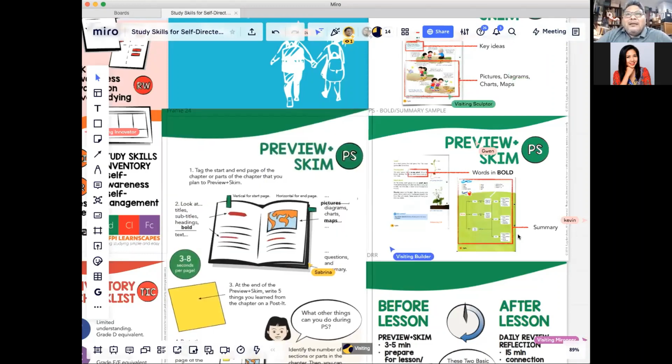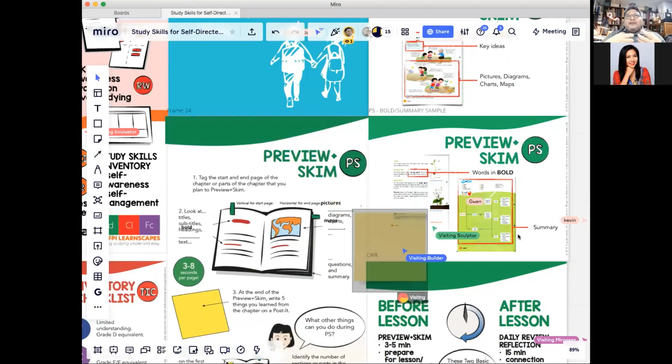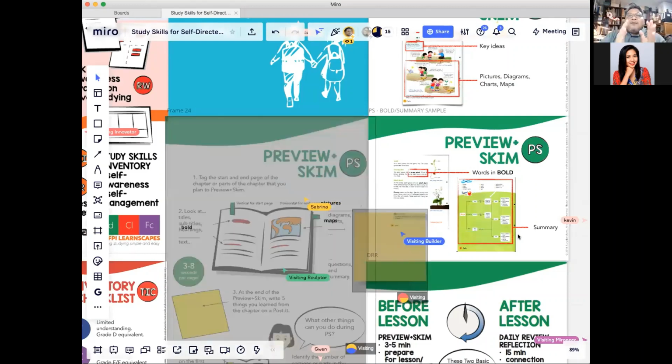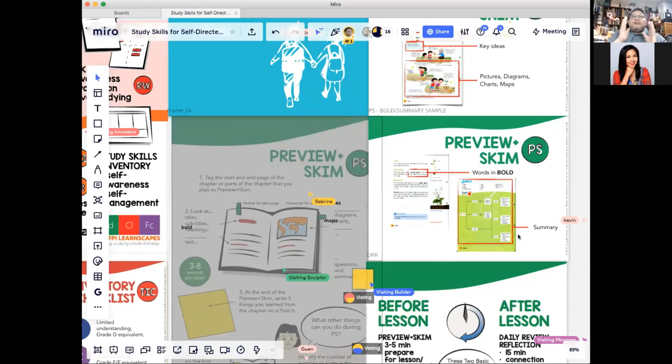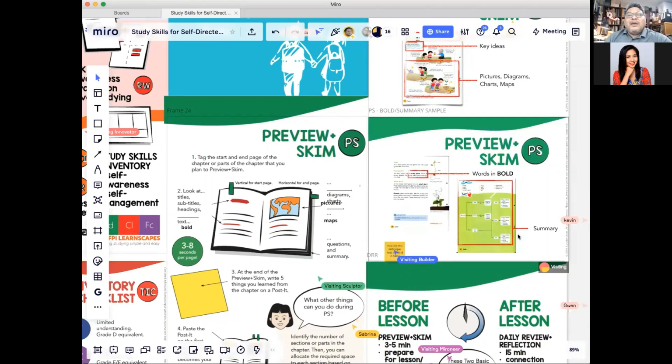Again, we would like to establish that it is not the preview and skim that helped her, but the idea that when students do preview and skim, they have some idea of what the topic is. Because of that, they will not be afraid to look at the teacher. Usually students don't look at the teacher because they're afraid to be asked. So when they know some information, they will look up, they don't look down.